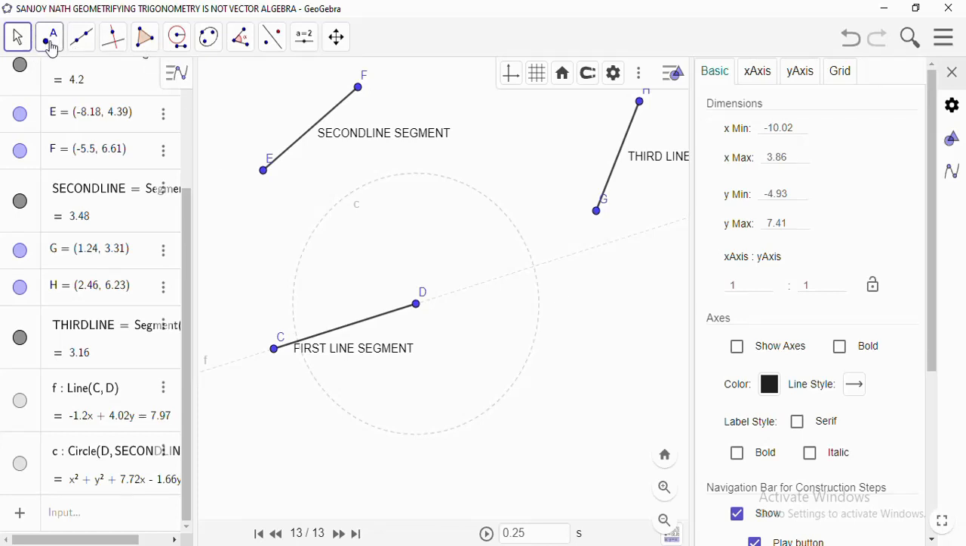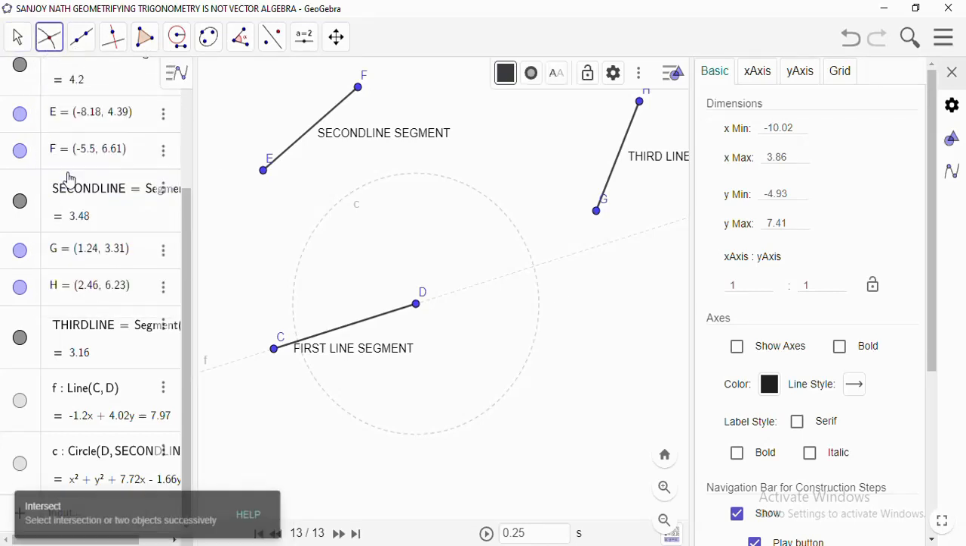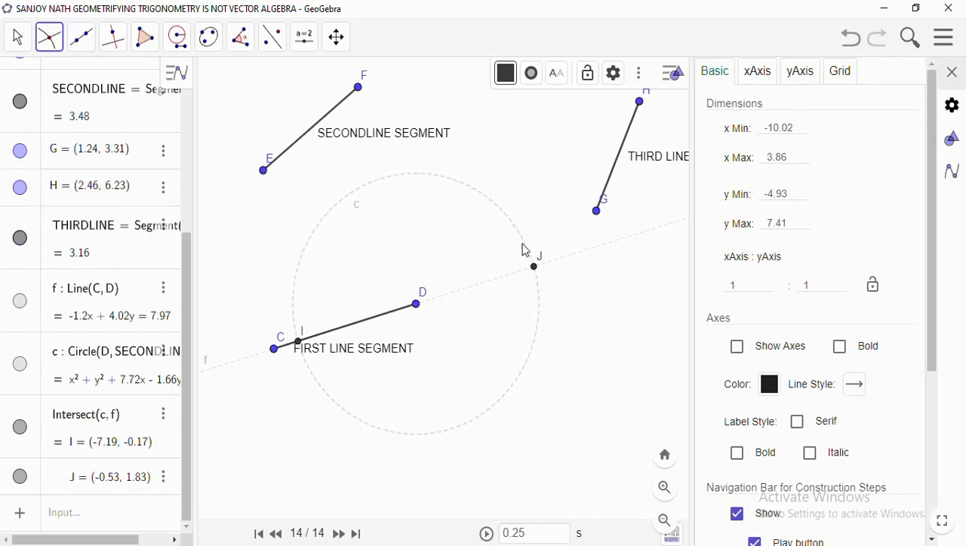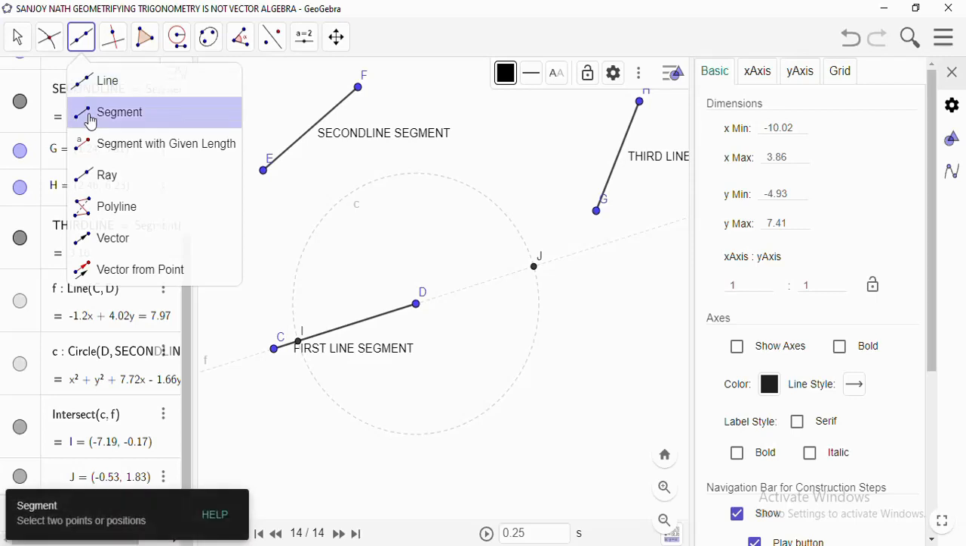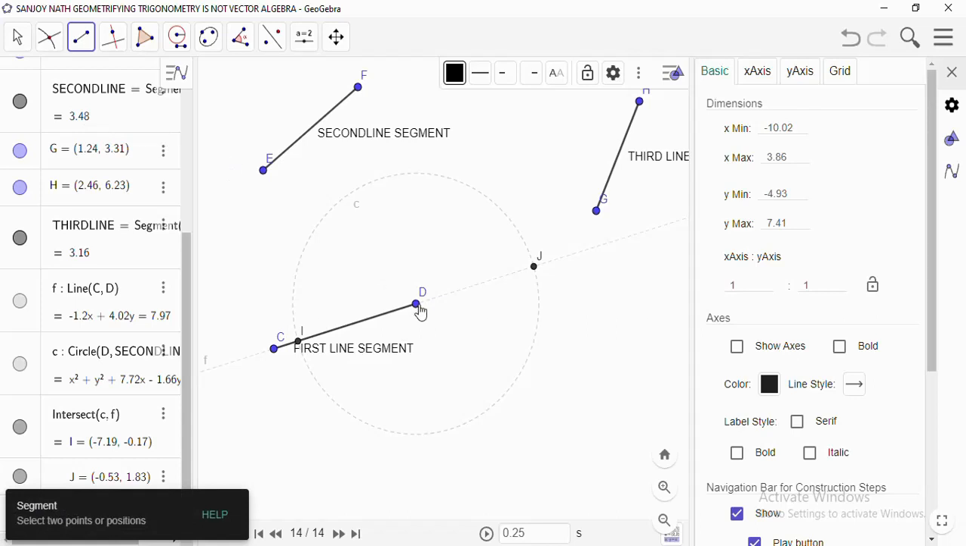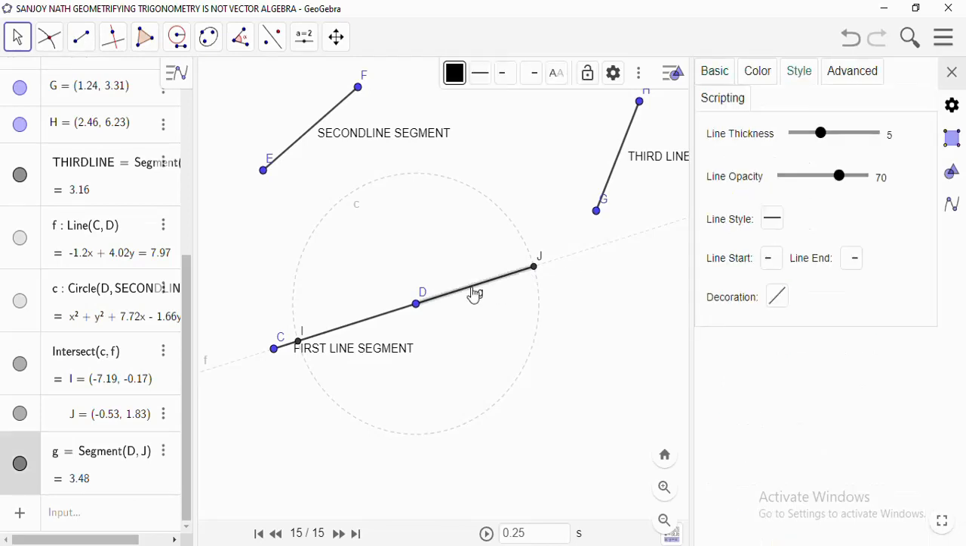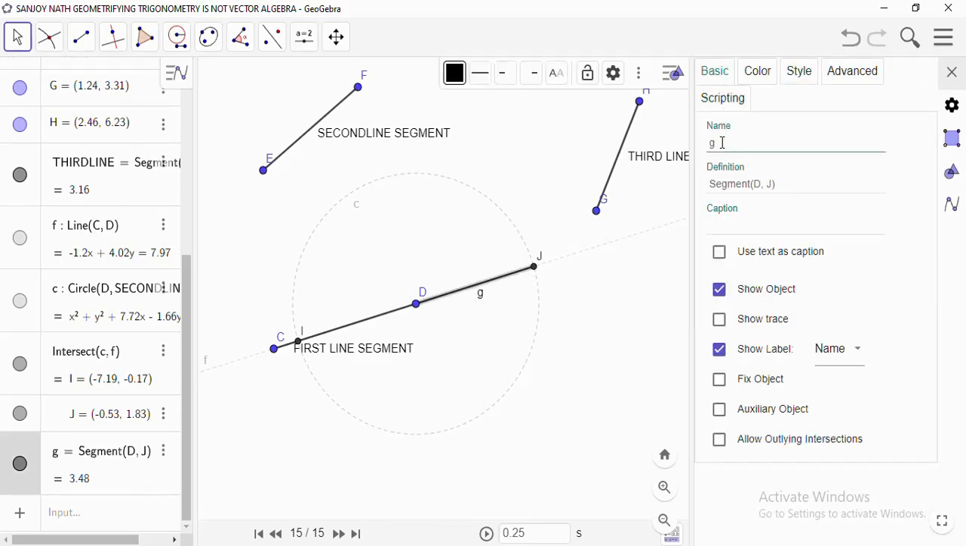Now we will take the intersection point here, the intersection of this constructed circle and this constructed reference direction line, and then we will get the collinearized segment here, which is the replica of the second line. This is the collinearized second line.